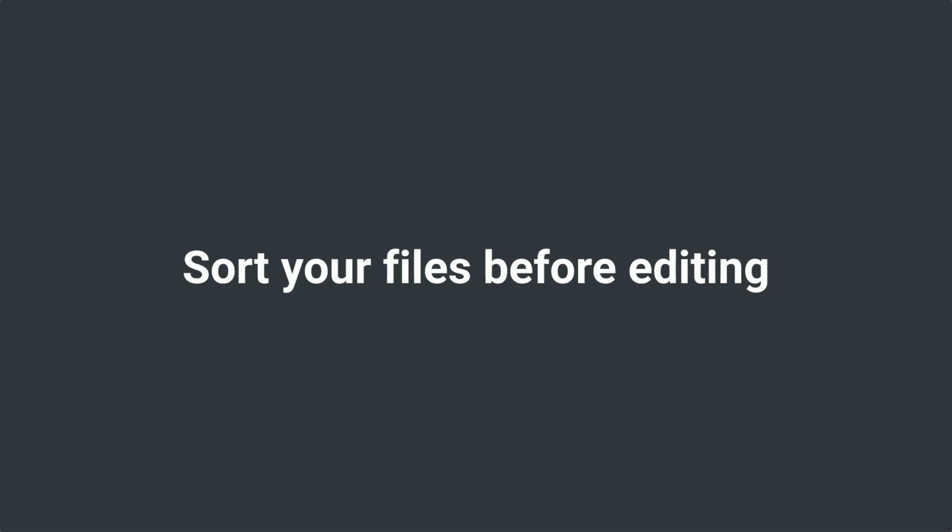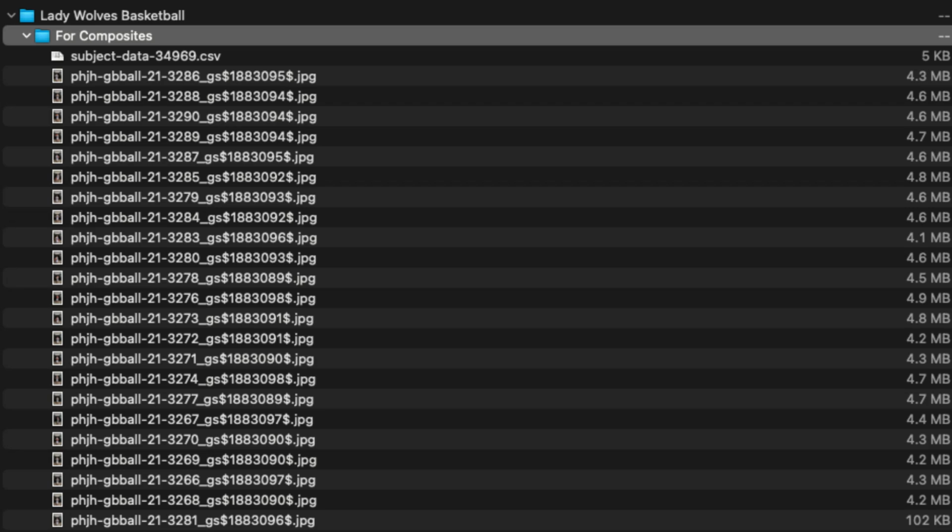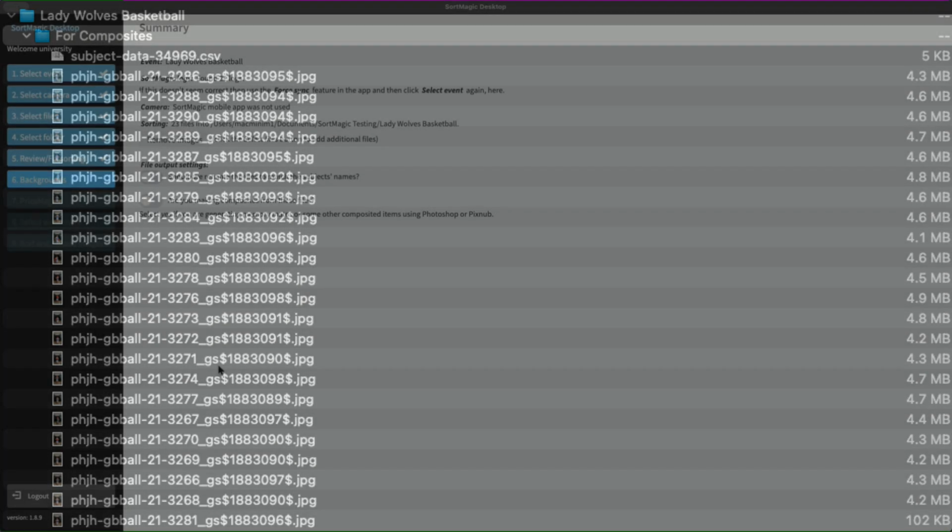To avoid this issue, always import your original files into the SortMagic desktop software first and select the "Are you making composites from these files?" option. This embeds the gallery ID into each file name, ensuring that any new file version created from these renamed files can be sorted by the ID in the file name instead of the file times. These renamed files will be found in a folder called For Composites in the working directory you selected in Step 4.